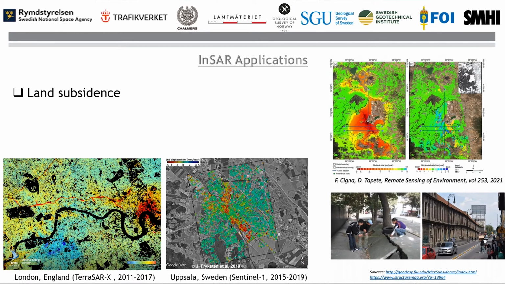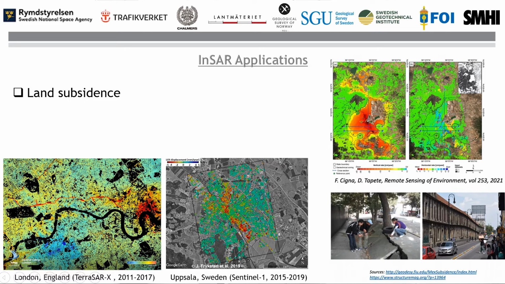And another good example for InSAR application is land subsidence. For example, we would like to monitor, let's say, a residential area in order to monitor the land movement. Here is a good example for Mexico City. Here you can see the subsidence of land, this is the up and down movement, and here the lateral movement in the west and east.